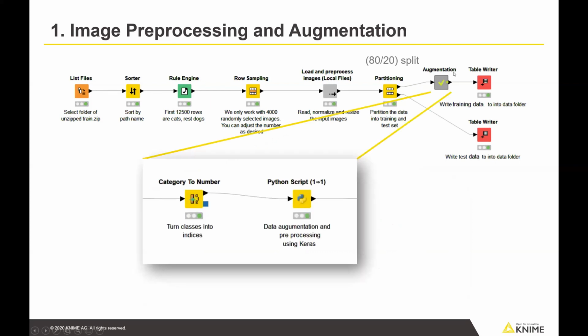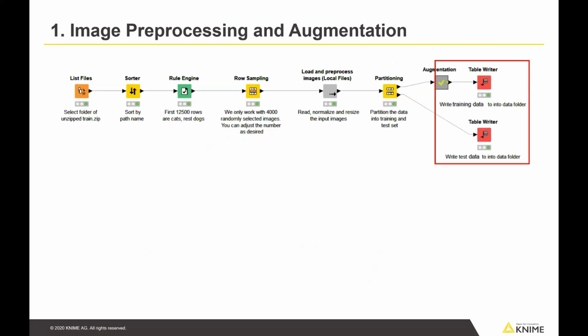Then on this top branch here, we have one more meta node to perform the image augmentation. In this case, the image augmentation is performed in a Python script, because the Keras library has some nice utility methods where you can perform these kinds of image augmentations in a few lines of code. We input this node with 3,200 examples, and we get as output 64,000 augmented examples. So you can use this technique to really greatly enhance the numbers in your training data set.